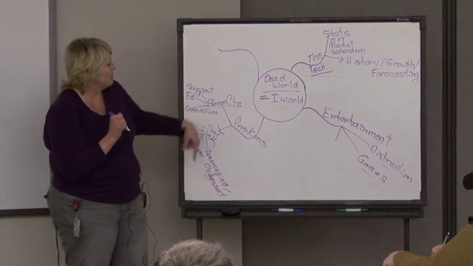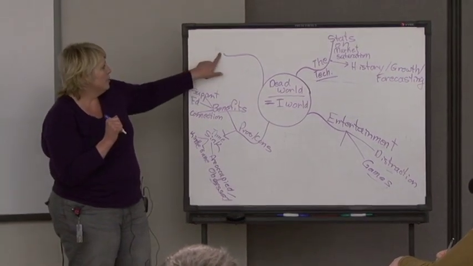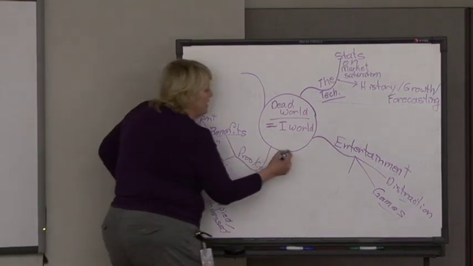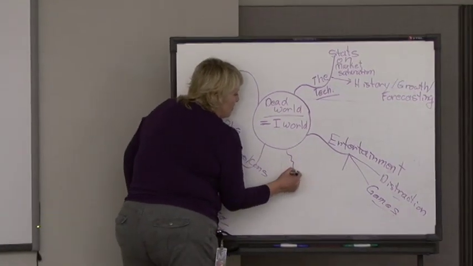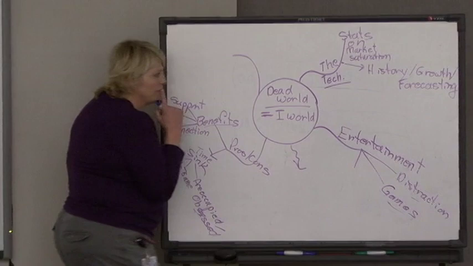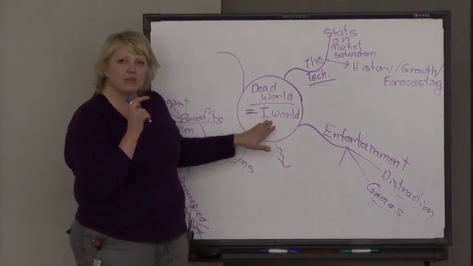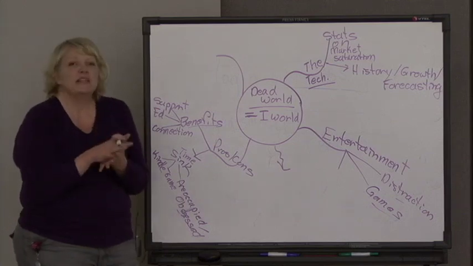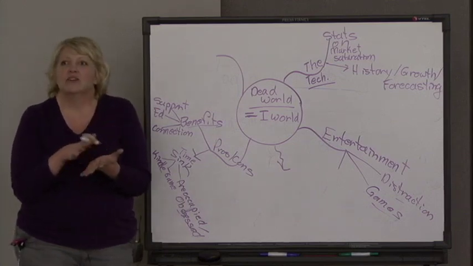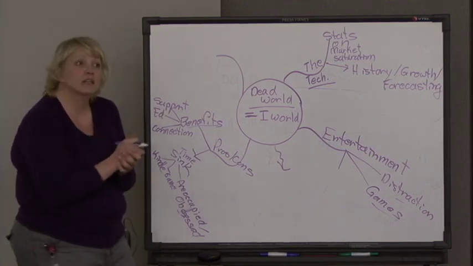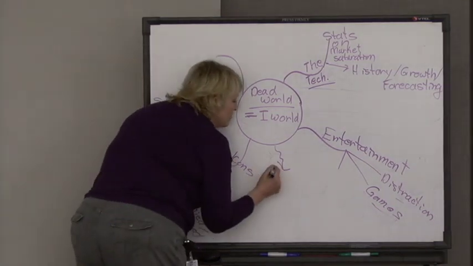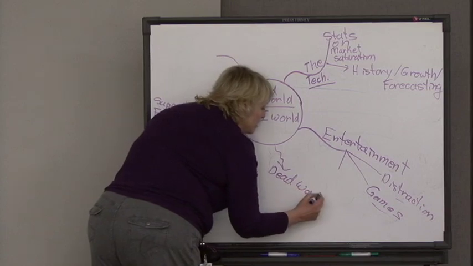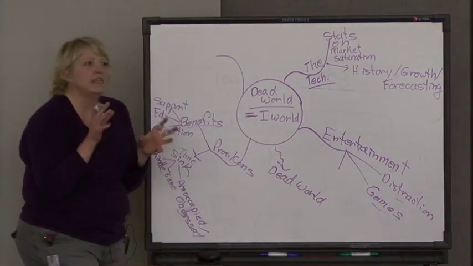There's some holes, but we can fill those in. I don't know what this is going to be, but I think that there's one here that we should think about. So we've talked about the I world. We've talked about the distractions of the technology. What about the dead world? Do you guys know your neighbors? So I think if that's the title, you guys might want to think about, how would you describe the dead world?